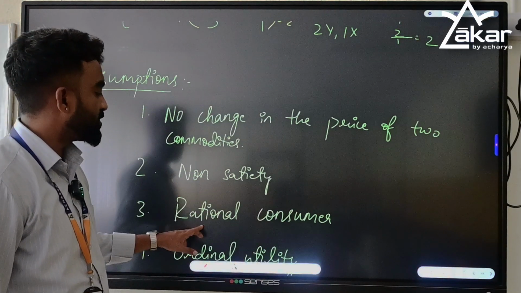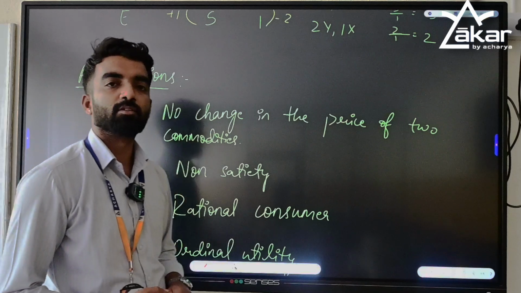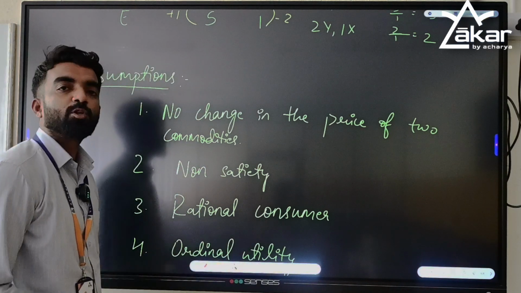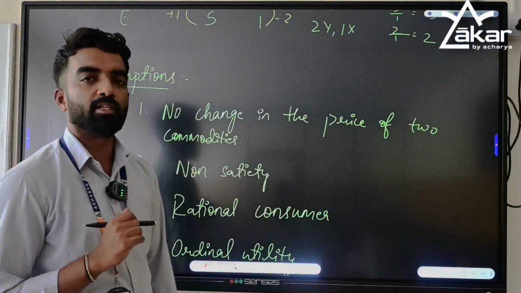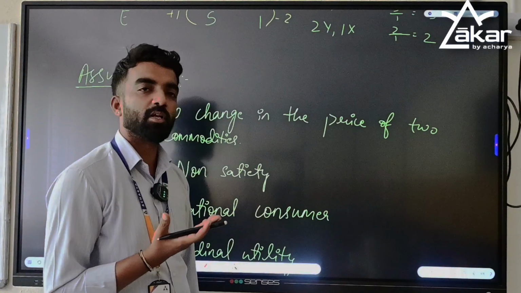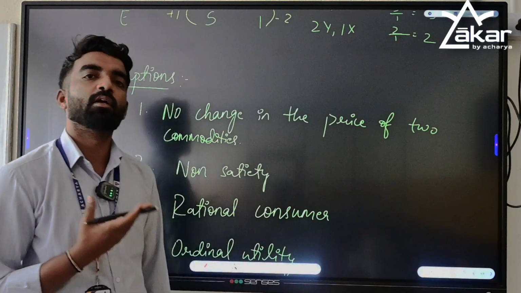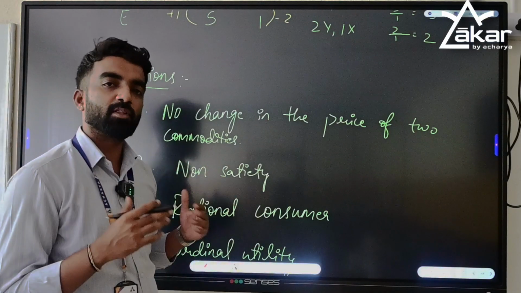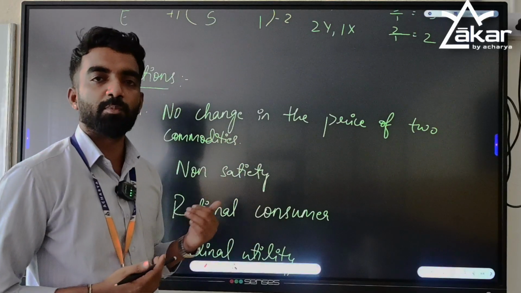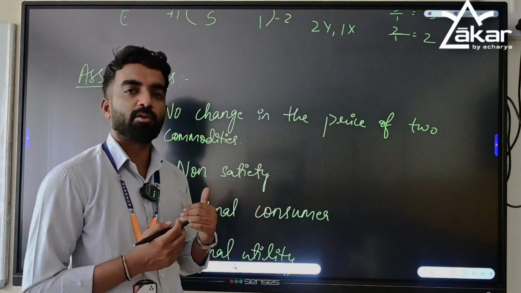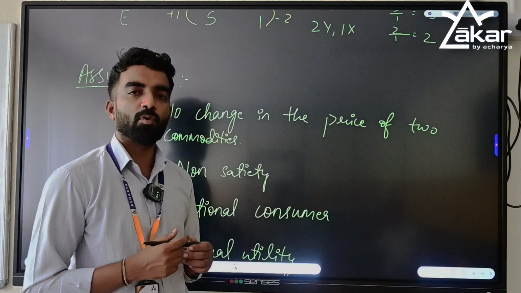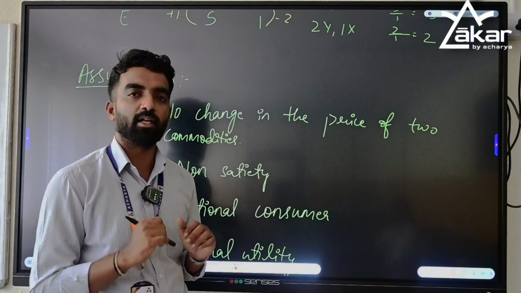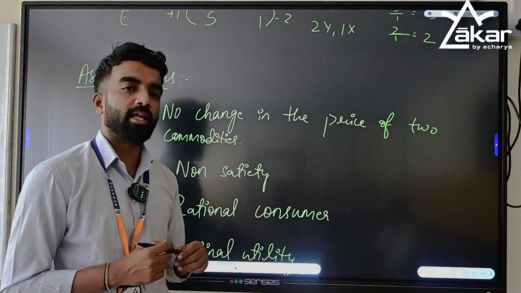So there are a few assumptions for the indifference curve to hold. What is that? There should be no change in the price of the two commodities. If there is a change in the price of the two commodities, what happens to the marginal rate of substitution? You might not be willing to sacrifice, or you might be willing to buy without sacrificing, right? Let's say if the price of commodity X reduces, you can now buy more X without sacrificing Y, because your income is constant and the price has decreased, which we have studied in budget line and budget set.